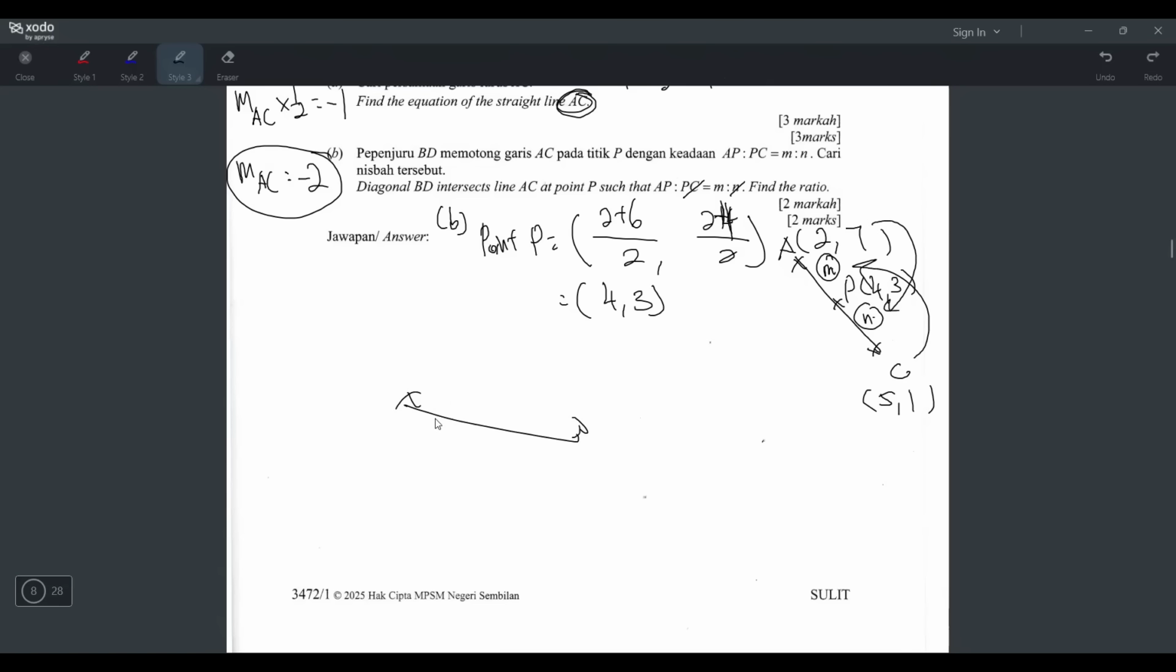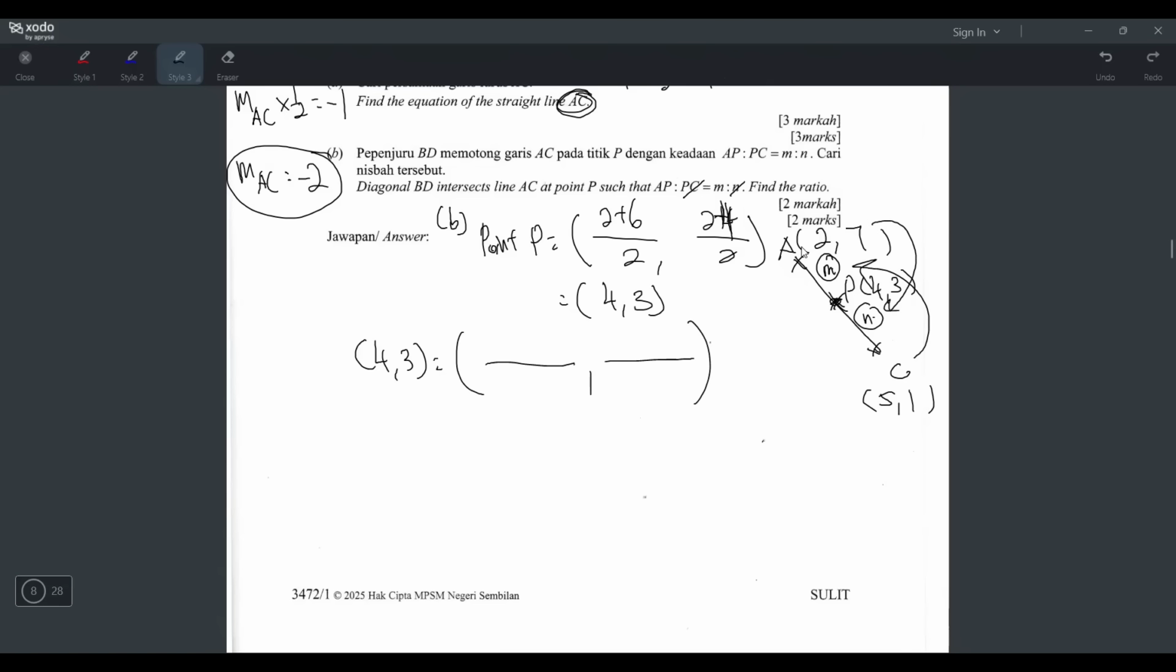You kena cari balik the ratio. Okay, and you already have the answer. Okay, the point in between the divisor point is already, that's the answer already. So I will just write the 4, 3, that's the answer. And then here I will open the formula for the point C formula.